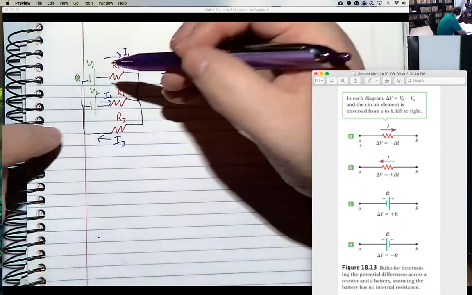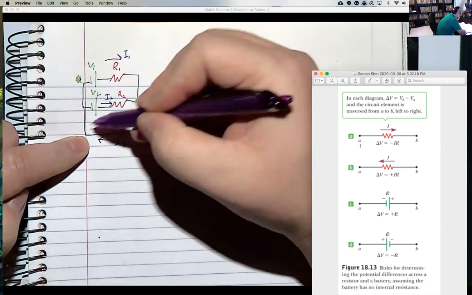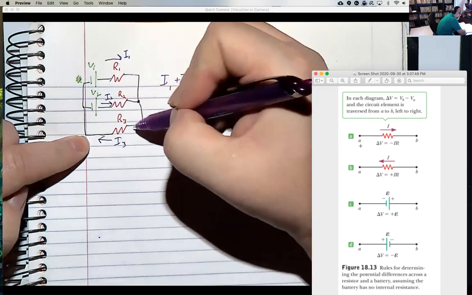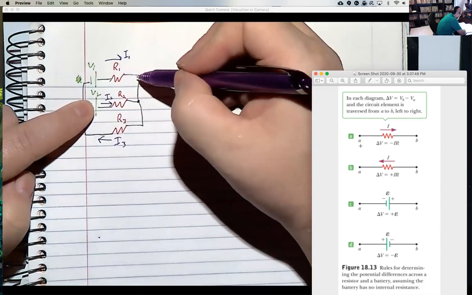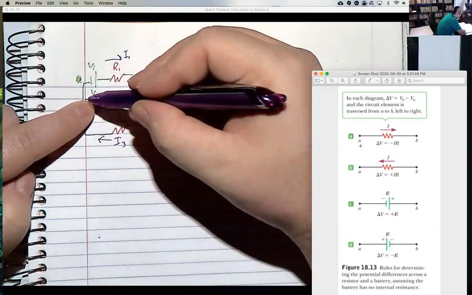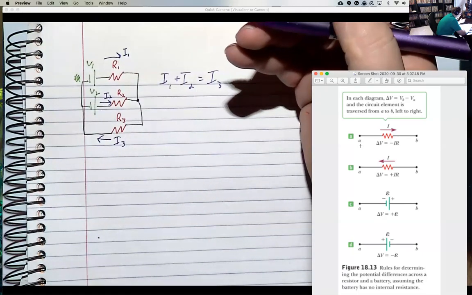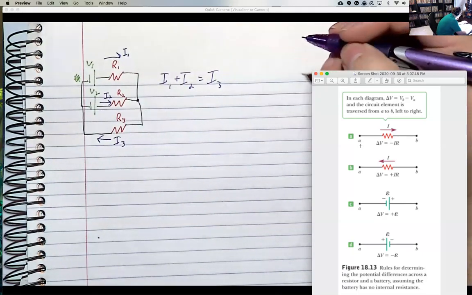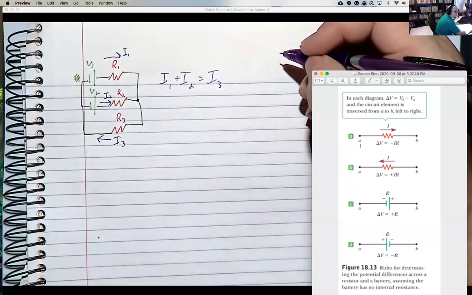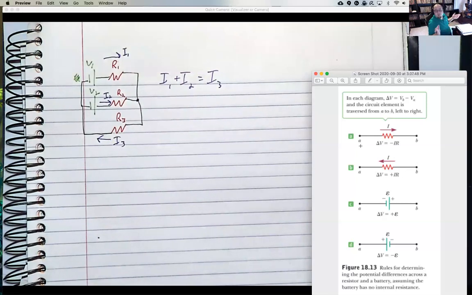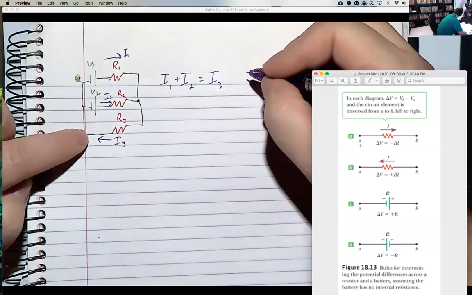Now I have 3 options for loops: the big one, the bottom, and the top. I'm going to start with the big one because I feel like it. I have no better reason. Actually, I'm going to do all 3 loops. You only need 2, but I'm going to do all 3 just to make sure we're on the same page. So the big one.